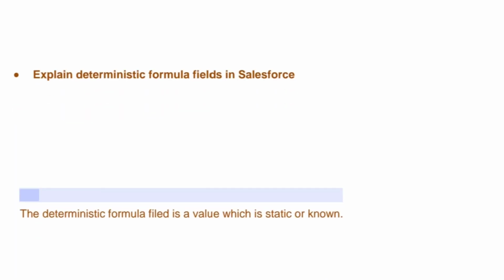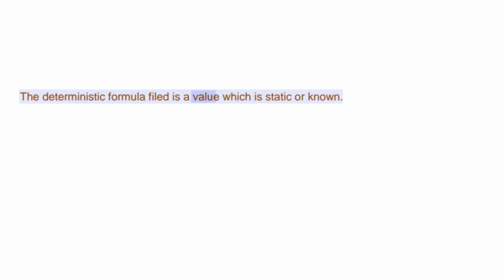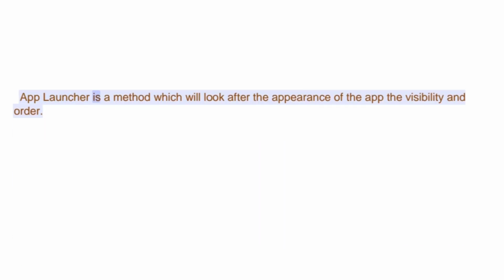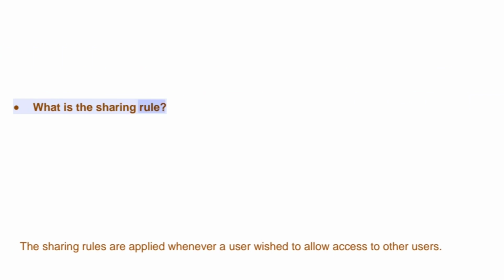Explain deterministic formula fields in Salesforce. The deterministic formula field is a value which is static or known. What is the use of the App Launcher namespace? App Launcher is a method which looks after the appearance of the app, its visibility and order.